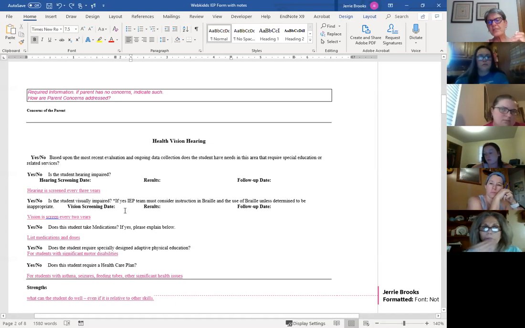So vision screened every 2 years. And again, you can put the actual results in there, like put an L for left eye and put the results and an R for right eye, or you can just put past screenings. And under here, you can write something, vision or hearing do not impact their education.